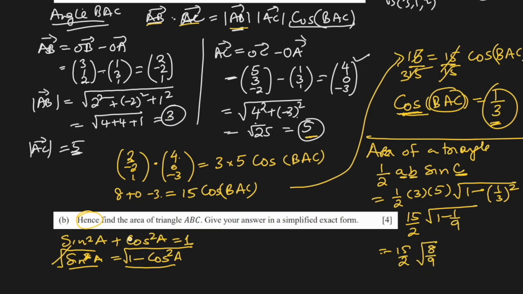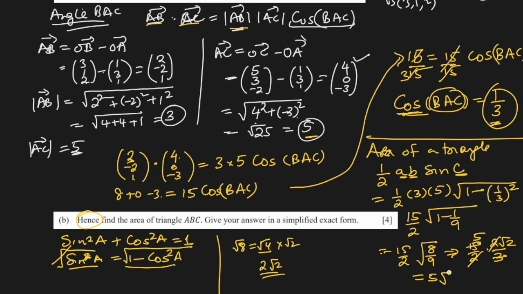And we want simplified exact form, right? So square root 9 is 3, we know that. So let me write here 15 over 2 times square root 9, which is 3, and square root 8 can be written as 2 square root 2. I hope you understand how, because square root 8 is square root 4 times square root 2, and square root 4 is 2. So that's why it is 2 square root 2. 2 and 2 cancel here, 3 cancels with 15. So the final answer is 5 square root 2 units squared. That is the area of the given triangle.